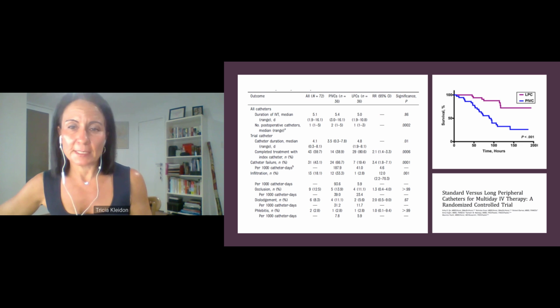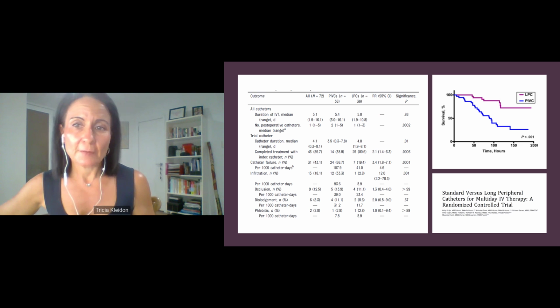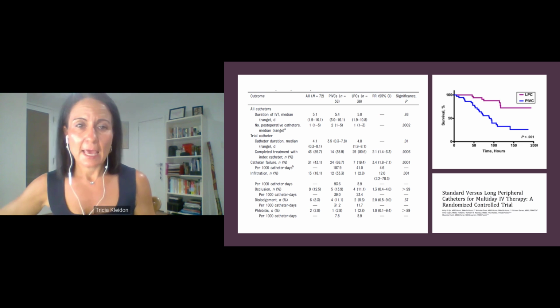They had to require intravenous therapy for 48 hours or longer to be eligible to participate. So you can see on the table to the left, the standard PIVCs were 3.5 times more likely to fail than the long PIVCs. And then if you have a look at the graph on the right, it shows the median dwell of long PIVCs was 5 days compared to 3.5 in the standard length group. And in the study, infiltration was the most common cause of PIVC failure.